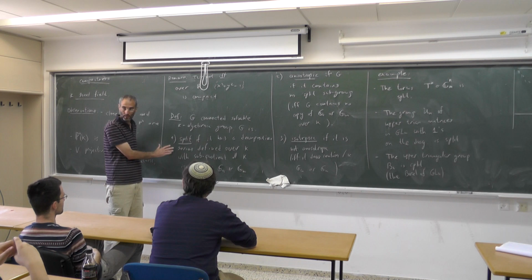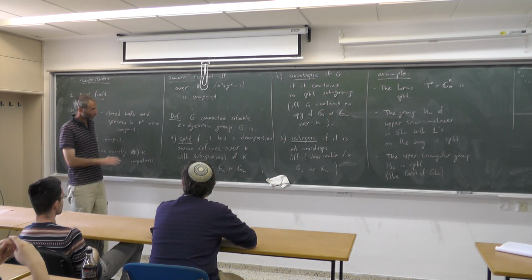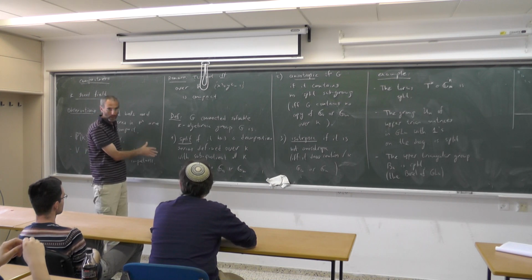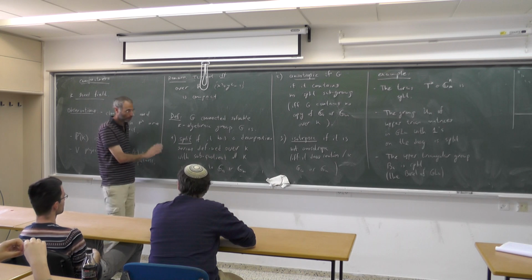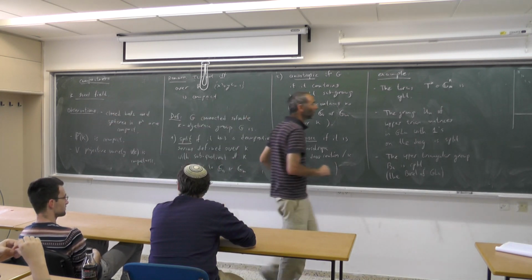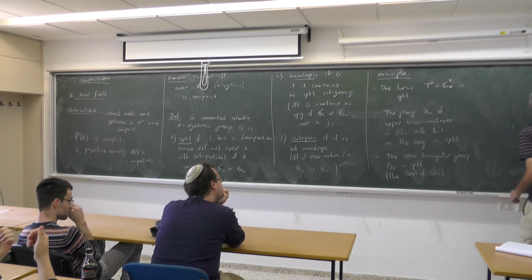Okay, I'm not there yet. So it could be that the unipotent radical is not split. Yeah, well, it could be a priori. It never happens in characteristic zero. I'll come to this in a minute. Okay, we are here.